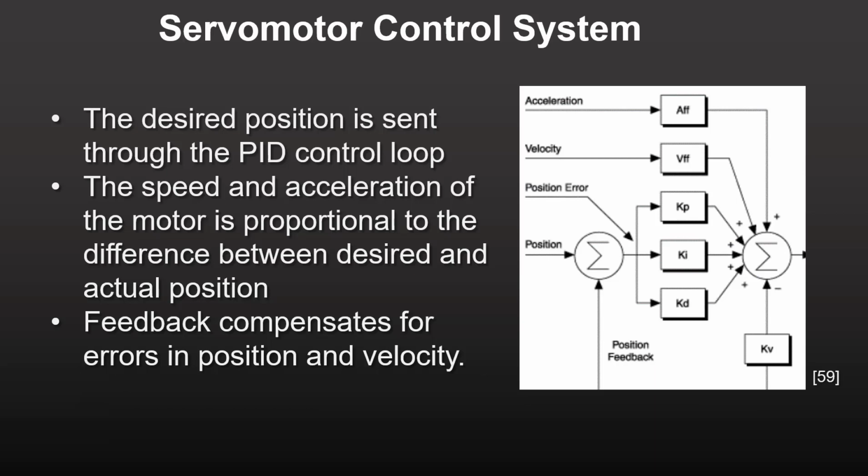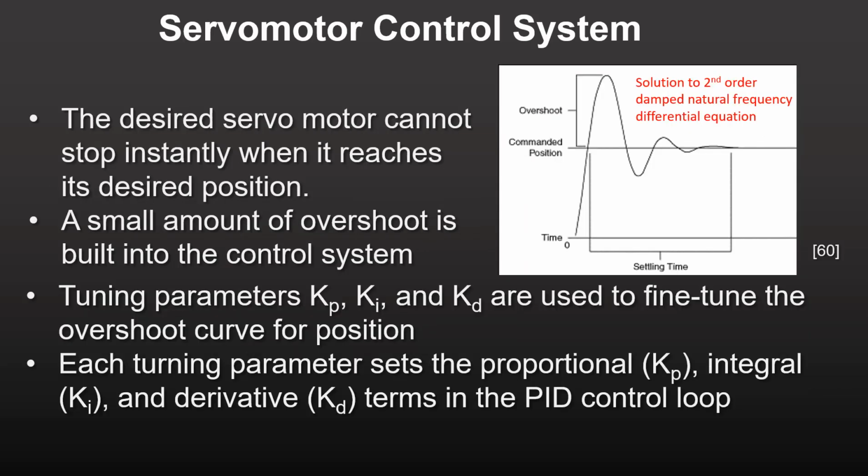The desired position is sent through the PID control loop. The speed and acceleration of the motor is proportional to the difference between desired and actual position. Feedback compensates for errors in position and velocity. The servo motor cannot stop instantly when it reaches its desired position. A small amount of overshoot is built into the control system. Tuning parameters Kp, Ki, and Kd are used to fine-tune the overshoot curve for position. Kp sets the proportional term, Ki the integral term, and Kd the derivative term in the PID control loop.